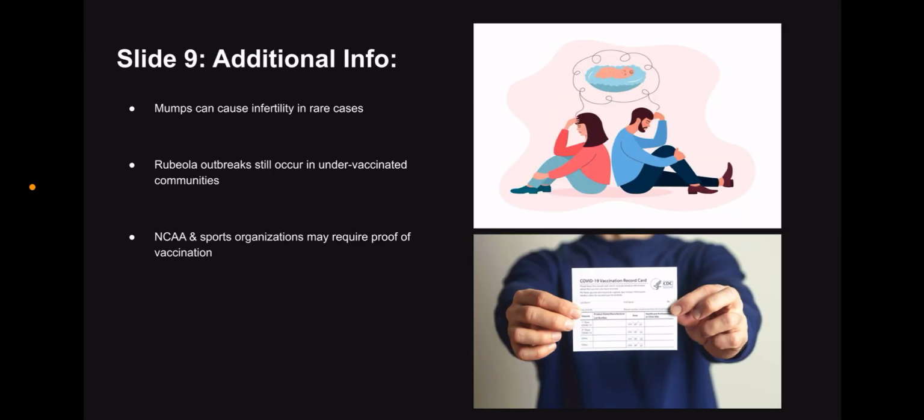Some additional information. Mumps can cause infertility in rare cases. Rubeola outbreaks still occur in under-vaccinated communities. And then when it comes to the NCAA and sports, organizations may require proof of vaccinations before competing in the specific sport.